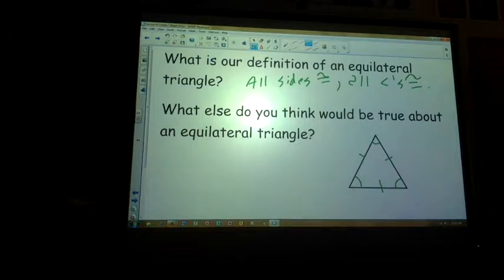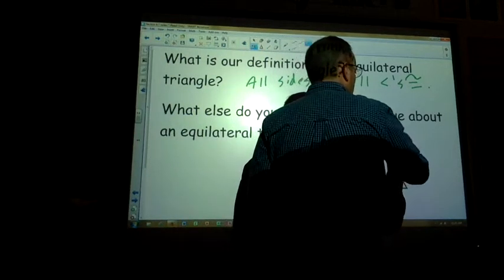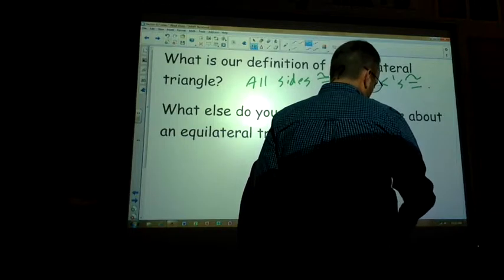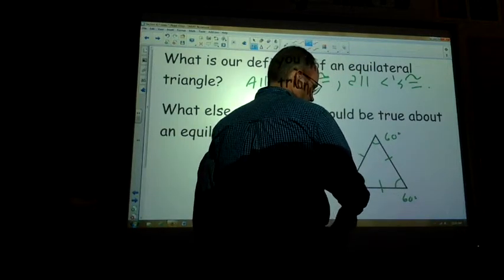You say it's like all the angles. It's kind of the same thing. All the angles are 60 degrees. I like that as well. All the exterior angles are the same. I'll take that as well. So I'll mark that.